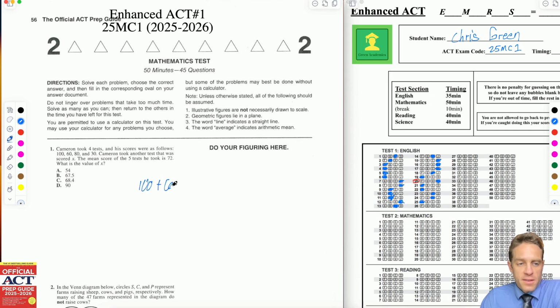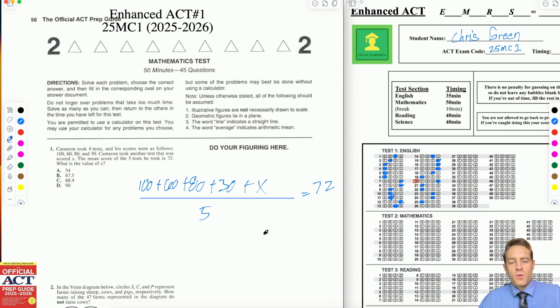So of course, to find the mean, you add the items and divide by how many items there were, the 5th being X, to get 72. And if you cross multiply, you're looking at 360, and that's what? 160, 280, 270, which makes the answer 90.